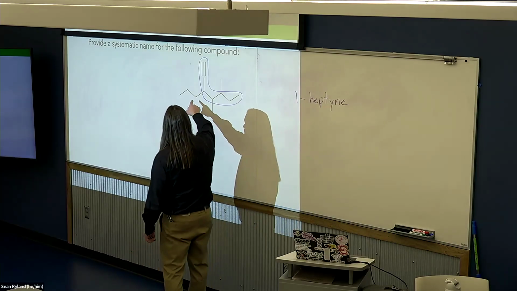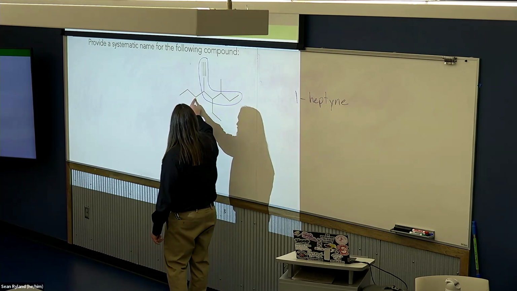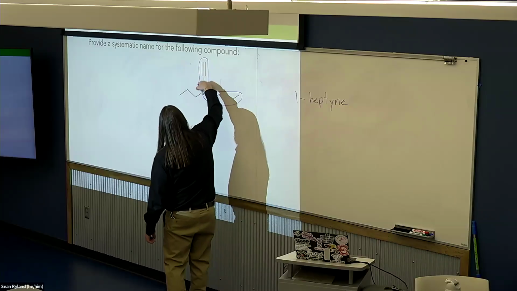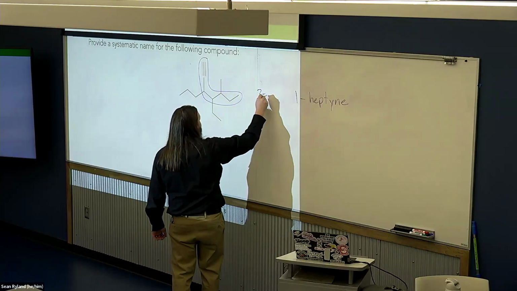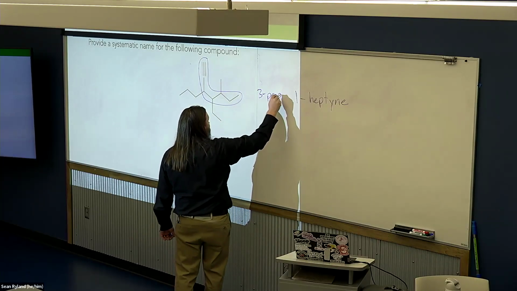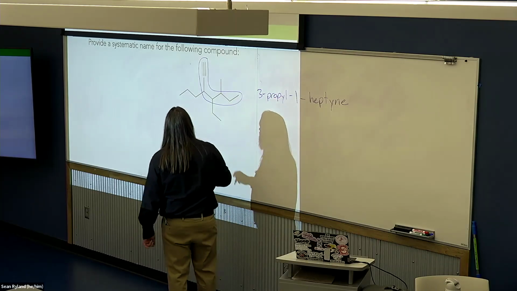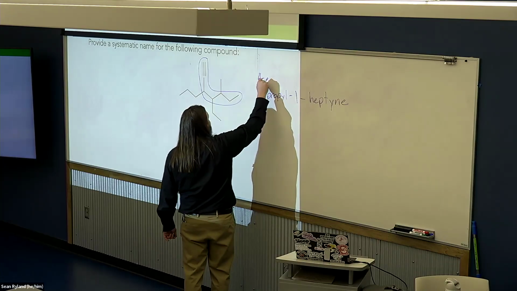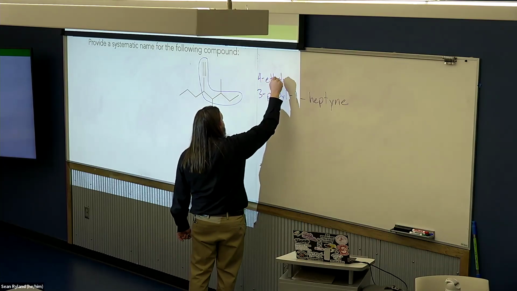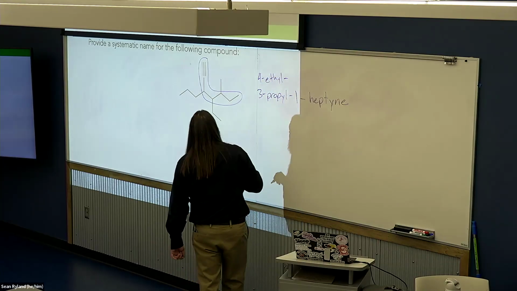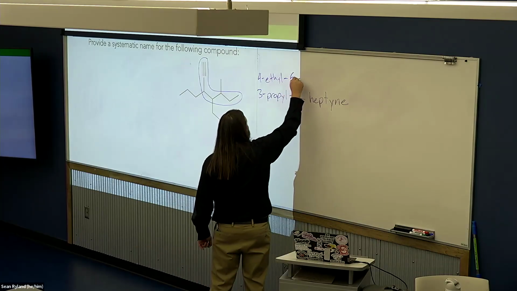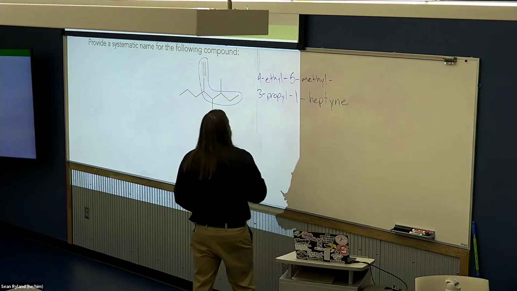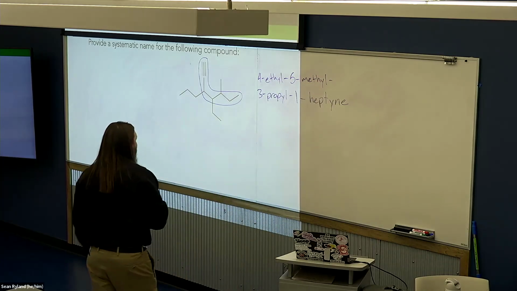And then it's just a matter of finding our branches. We've got 1, 2, 3, we've got propyl on carbon 3, so 3 propyl. Ethyl on carbon 4. And a methyl on carbon 5. 4 ethyl, 5 methyl, 3 propyl, 1 heptyne.